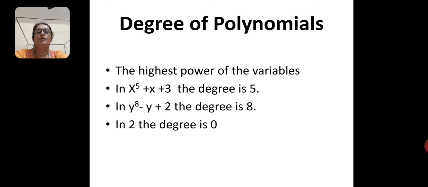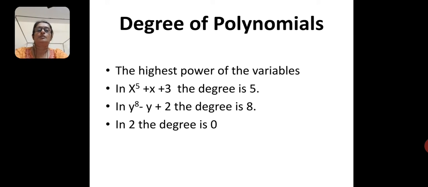Next is the degree of the polynomial. Degree is the highest power. The highest power of the variable is called the degree. In the first question which I have taken, x raised to 5 plus x plus 3, x has two powers, one is 5 and the other is 1. So the highest is 5. So the degree of this polynomial is 5. The next one, y raised to 8 minus y plus 2. One power is 8, the other power is 1. So the highest is 8. So the degree of this polynomial is 8.